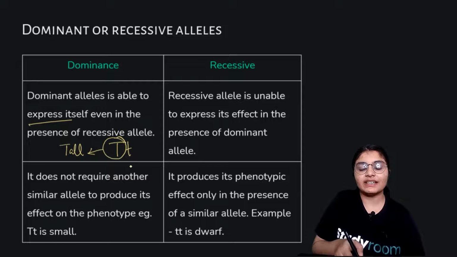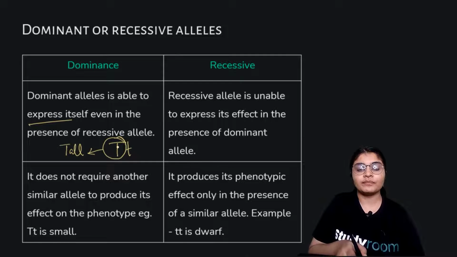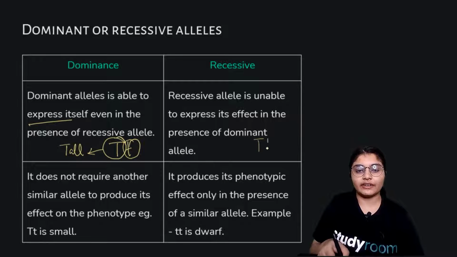It is expressing itself in the first generation progeny, while the recessive trait, that is the small t or the recessive allele, is remaining hidden. So the recessive allele is unable to express its effect in the presence of the dominant allele. So when this capital T is already present, it cannot show. It is always being tall.